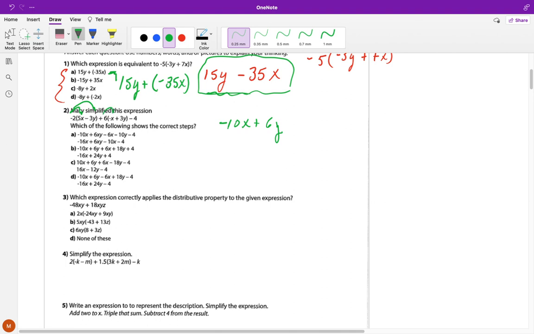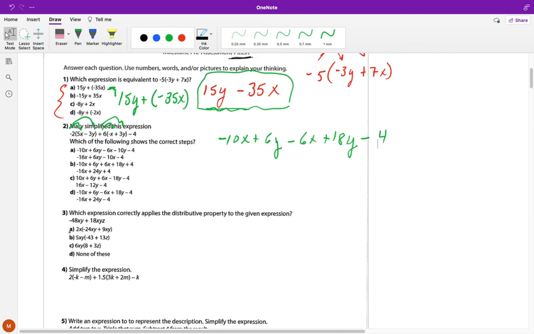And then we have 6 times negative x, so minus 6x. And then we have 6 times 3y, which is then plus 18y. And then we have that minus 4 at the end. So if you see, that's what we did here, is just distribute this in. So now we would just have to look and see which one of these follows into that next path. All right, so we would have letter D is negative 10x plus 6y minus 6x plus 18y minus 4.